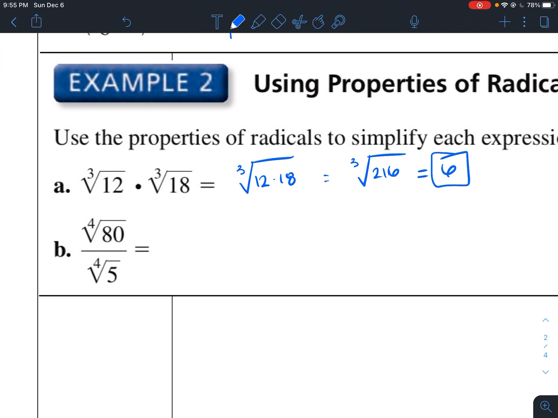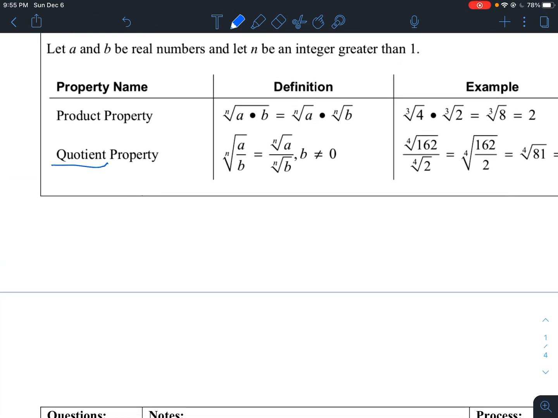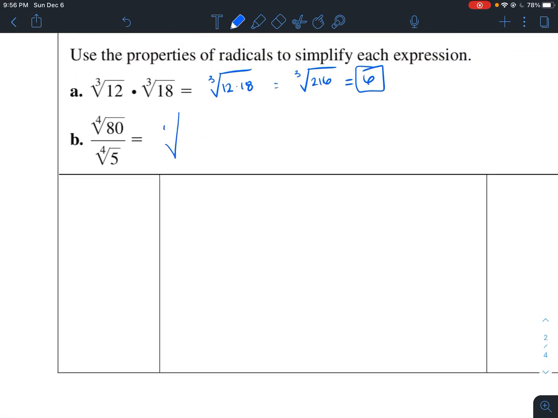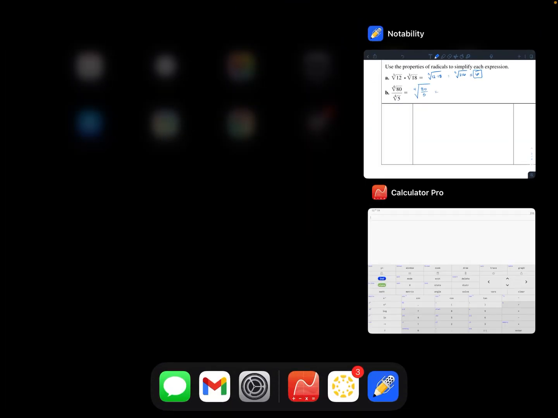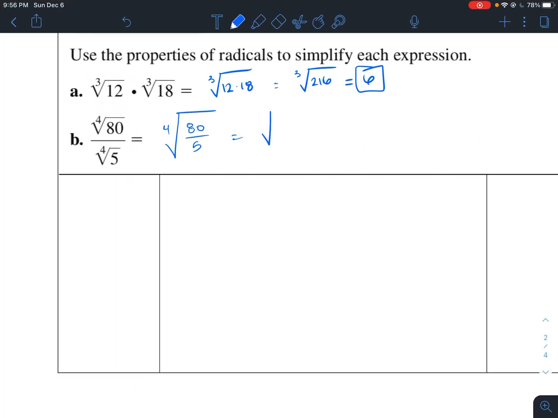Alright, so now I have, for b, the 4th root of 80 divided by the 4th root of 5. So since it's division, I know I'm going to use a quotient property. So I'm going to be using this in reverse, where I can take the 4th root of 80 divided by 5. So let's do 80 divided by 5, and that's equal to 16. So I have the 4th root of 16. So what multiplied by itself 4 times is 16, and that's going to be 2, plus or minus 2.